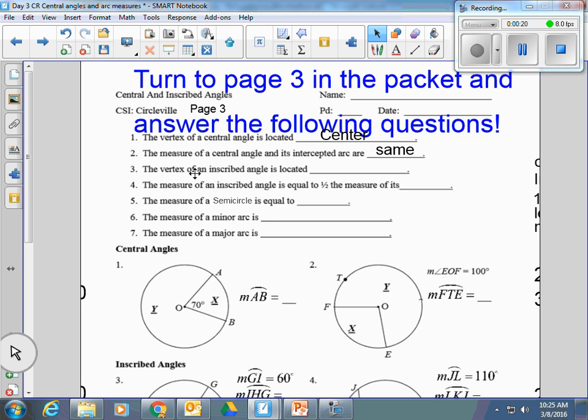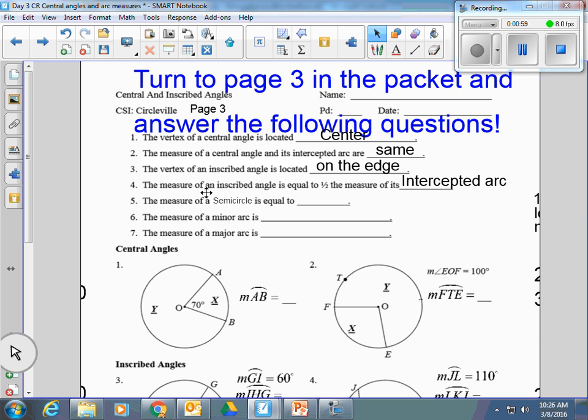The vertex of an inscribed angle is located where? On the edge. Very good. The measure of an inscribed angle is equal to half the measure of its what? Okay, yes, I understand where that's coming from, but I want you to think that it's equal to half of its intercepted arc. The intercepted arc is the same as the central angle, though, right? So technically that's the same, but you won't always be given a central angle to find the inscribed angle.